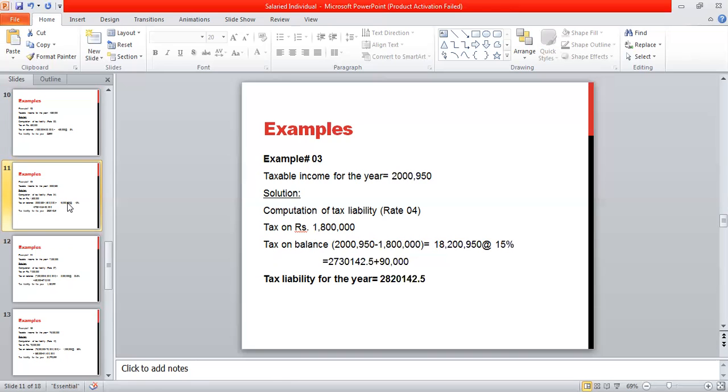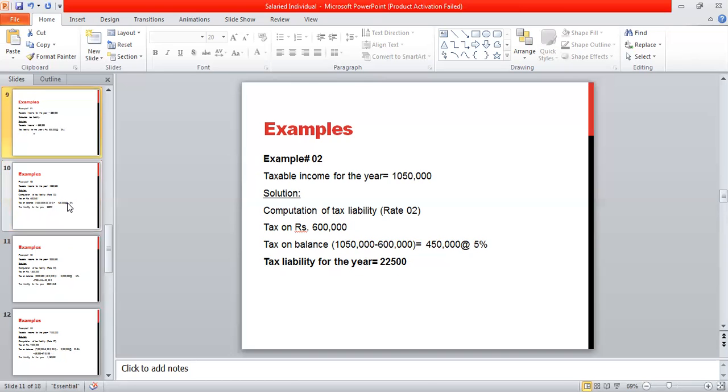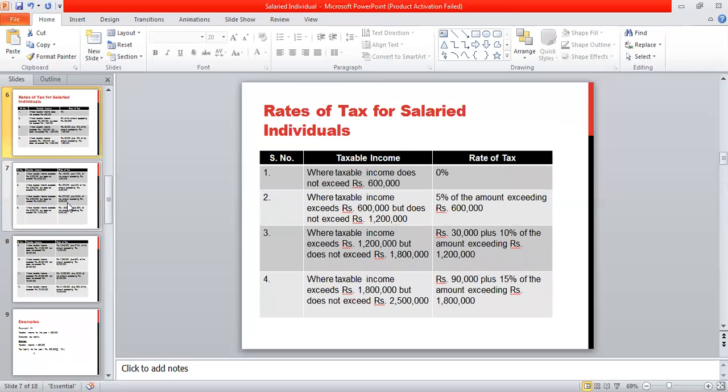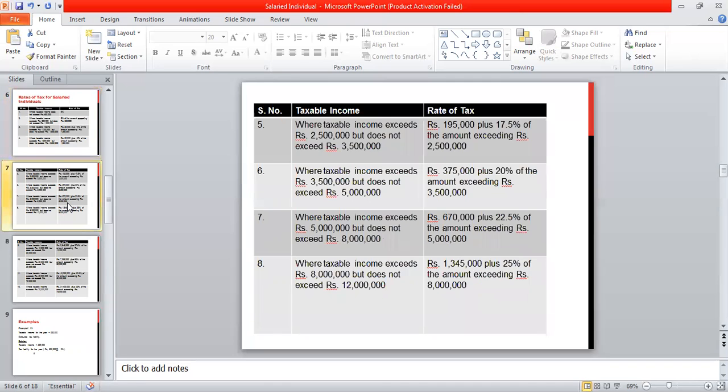Sorry, I made this question from rate number four. Taxable income for the year is 2,950,000. Here, taxable income exceeds rupees 18 lakh but does not exceed rupees 25 lakh. So rupees 90,000 is compulsory with 18 lakh, but when there is an increase in income, taxable income more than 18 lakh, then we calculate 15% on that amount.